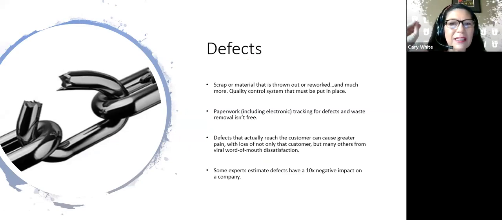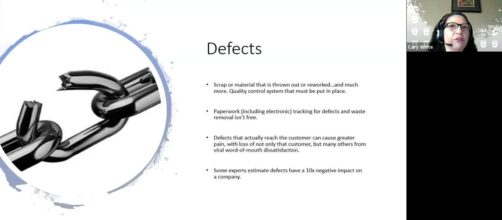So again, a defect is, and I'm not going to sit and read the whole slide to you, basically scrap. It's something you don't need, something that didn't work. It's super easy to think of in manufacturing terms. You're making something and it didn't work out the way it's supposed to. But in service, sometimes it's more difficult.